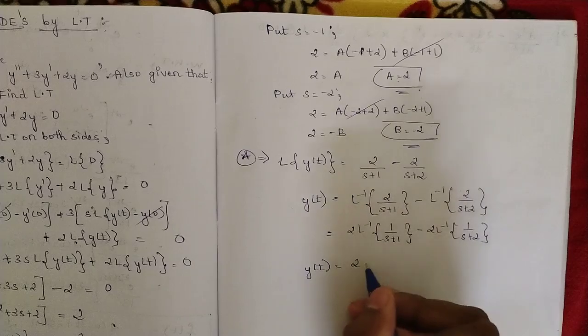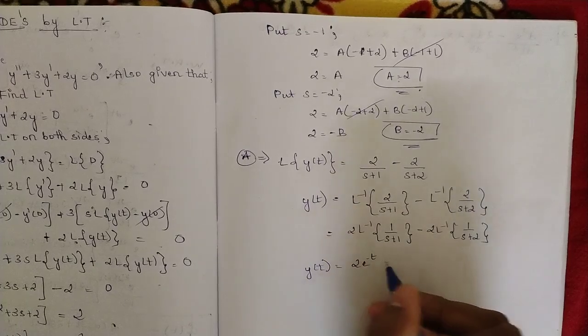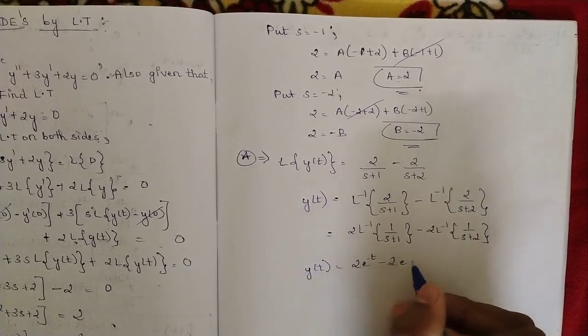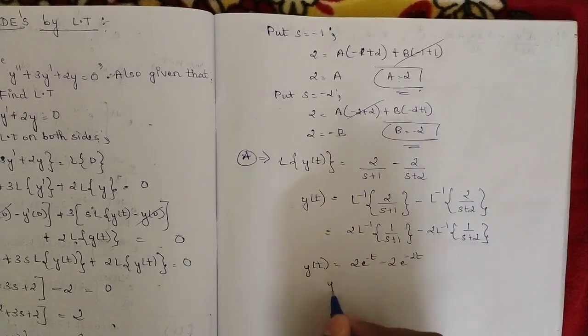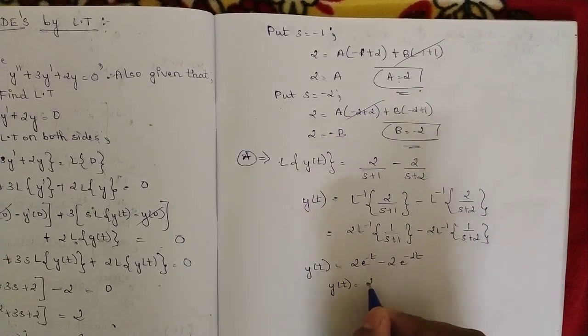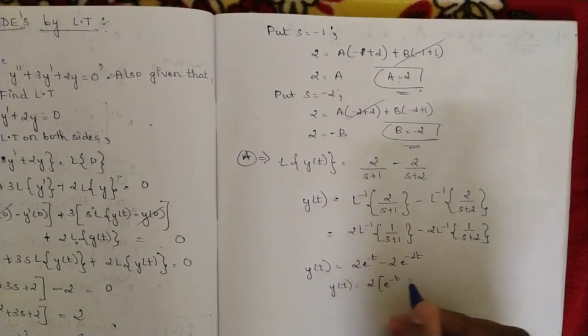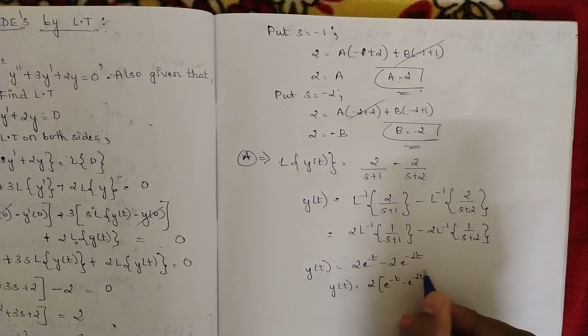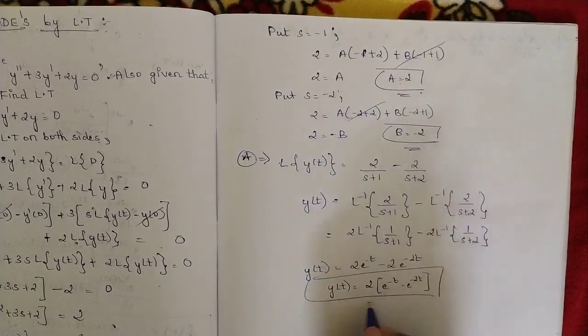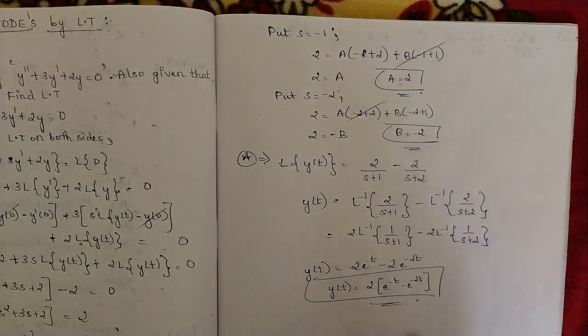So in place of a we have 1, e to the power minus t, minus 2 e to the power minus 2t. So y of t is equal to 2 into e to the power minus t minus e to the power minus 2t. Okay. So this is our final answer.